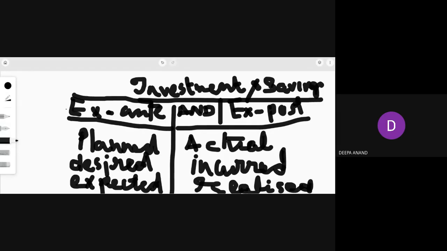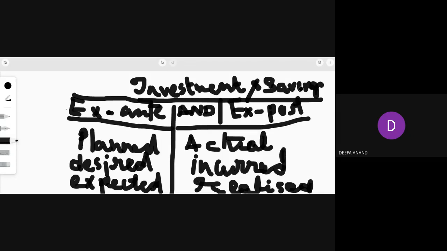What will be ex post investment? Realized or actual investment in an economy during a year. So that is ex post. That means realized, actual, incurred in a year. If you write saving, that is ex post saving. If you write investment, that is ex post investment. So you can see ex ante investment and ex ante saving, ex post investment and ex post saving.